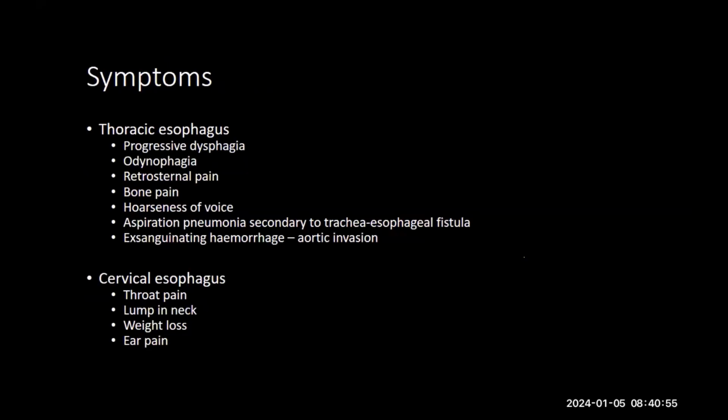So the symptoms will be different depending upon where in the esophagus the tumor is. In the thoracic esophagus, it's usually progressive dysphagia, odynophagia, retrosternal pain, bone disease if there is involvement, hoarseness of voice because of involvement of the recurrent laryngeal nerve, aspiration pneumonia secondary to esophageal fistula, and aortic invasion causing exsanguination. Whereas the cervical esophagus will present as throat pain, lump in the neck, and weight loss or ear pain.